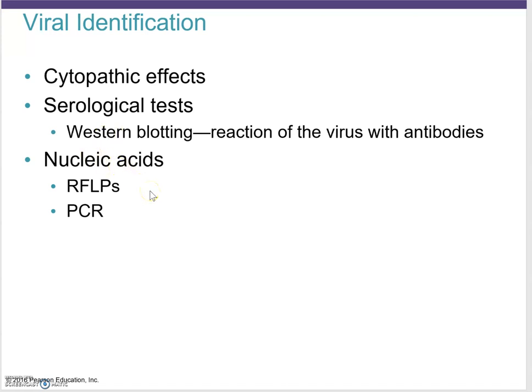And nucleic acid detection, that is a faster, very sensitive way of viral identification. There are two ways you can use RFLPs. That stands for restriction fragment length polymorphisms. That means you're cutting up the DNA or RNA of the virus with enzymes and are looking for the pattern of bands that are being generated in a gel electrophoresis.